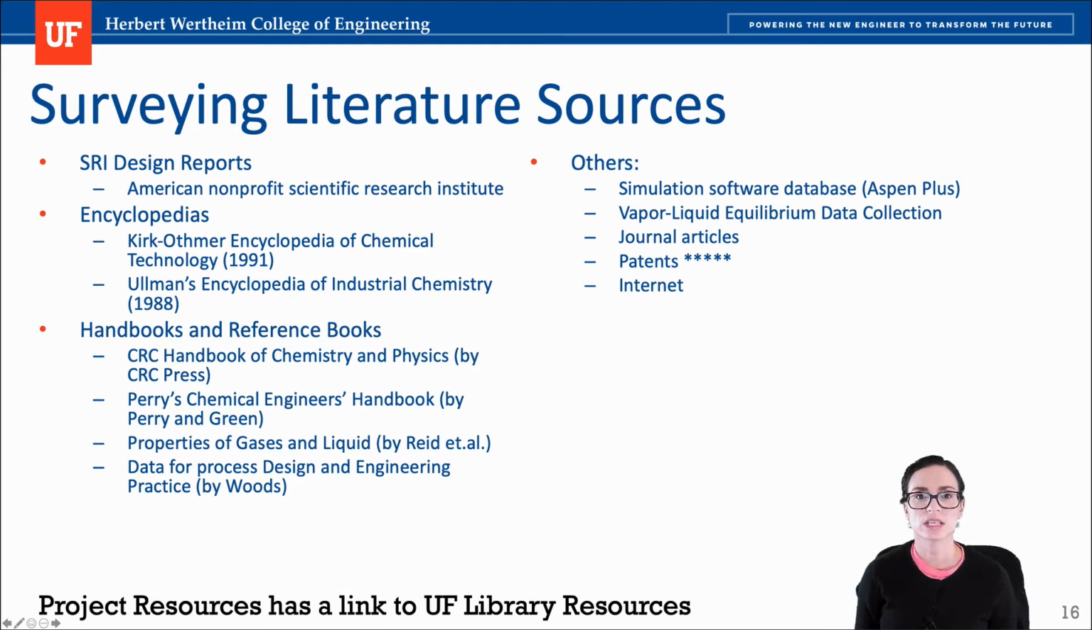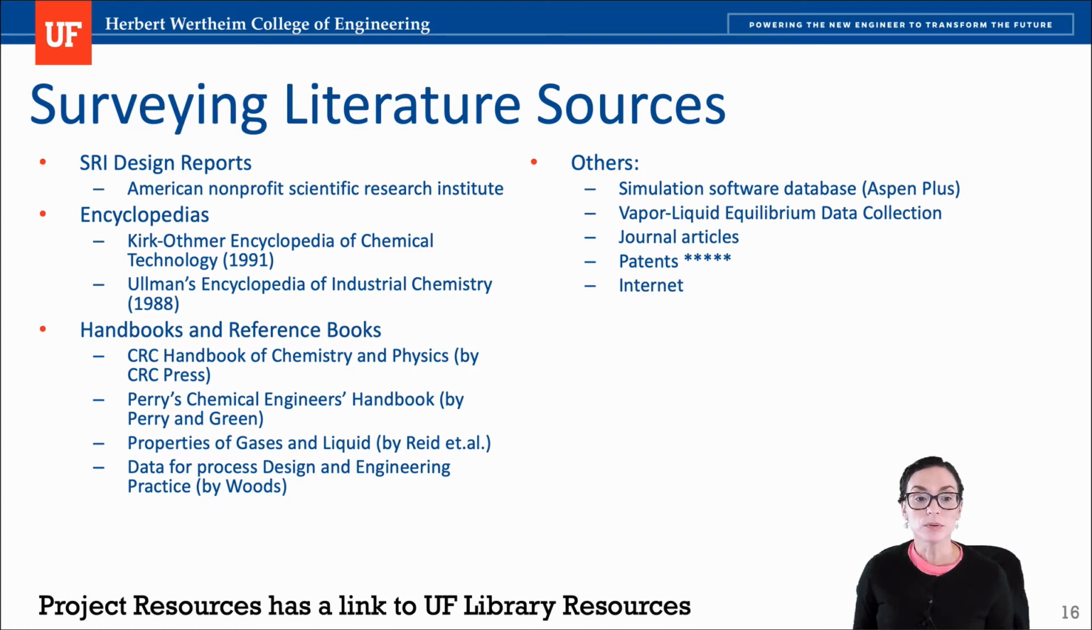So what resources do we have available? We have the American Nonprofit Scientific Research Institute design reports. Some of them are available online, so you can look for that. You have encyclopedias available. You have handbooks and reference books. Some of them are online. And in your project resource page, you will have access to our library. It is a website on our UF library that is dedicated only to chemical engineering books, which I think is really cool.